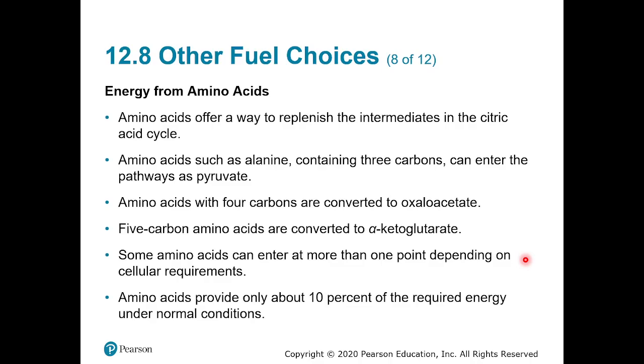Now, the energy produced from amino acids. So we can use proteins and amino acids for energy.